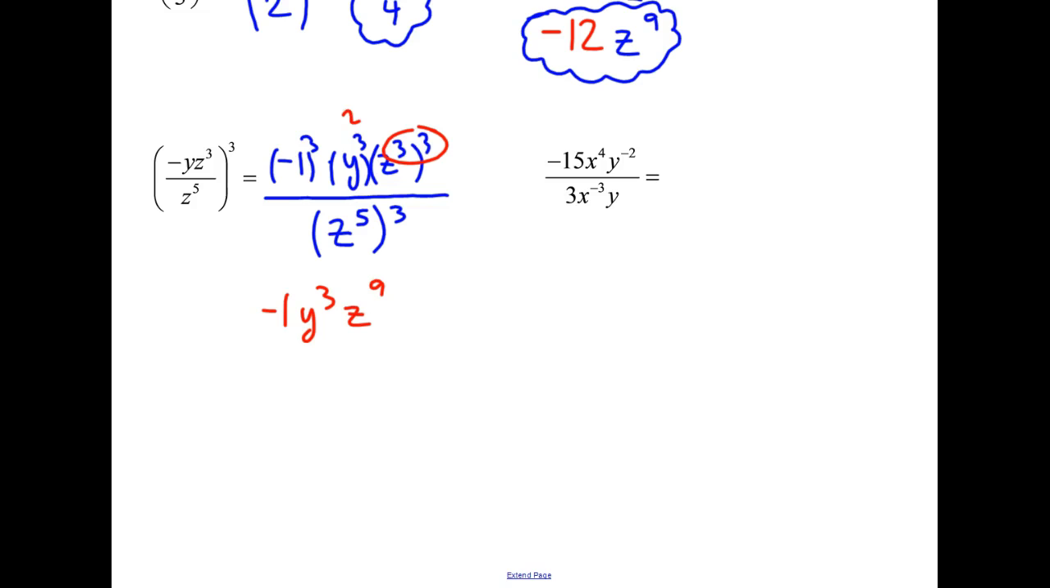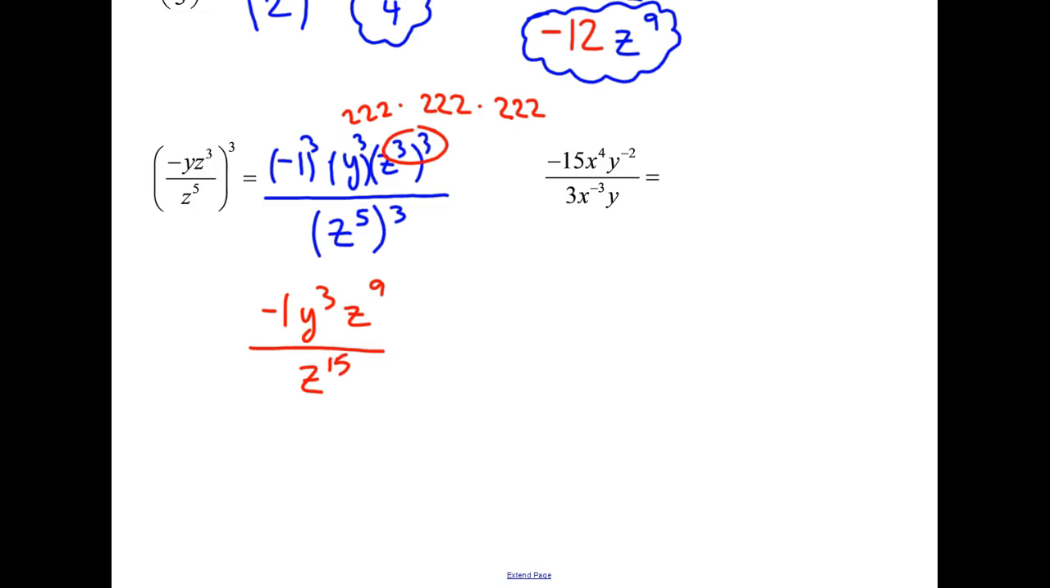And if you were wondering or you forgot, write it out. z times z times z. So z cubed times z cubed times z cubed. Okay, how many z's? Those are not 2's, those are z's. How many are there? 1, 2, 3, 4, 5, 6, 7, 8, 9. Okay. Denominator, same thing, power to a power. How many z's do I have there? z to the 5th, z to the 5th, z to the 5th is a total of 15 z's.